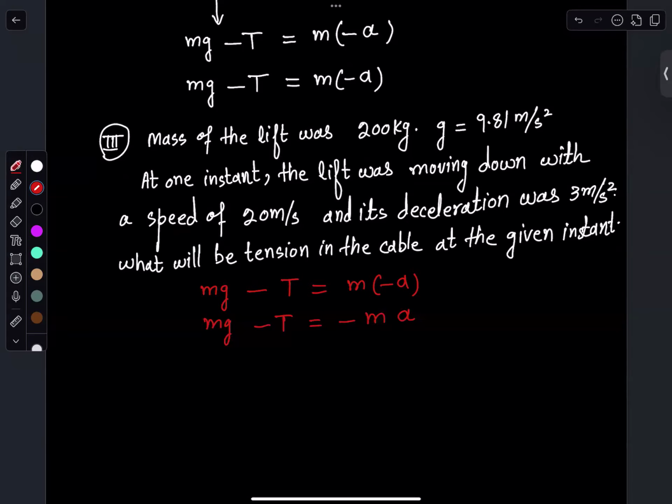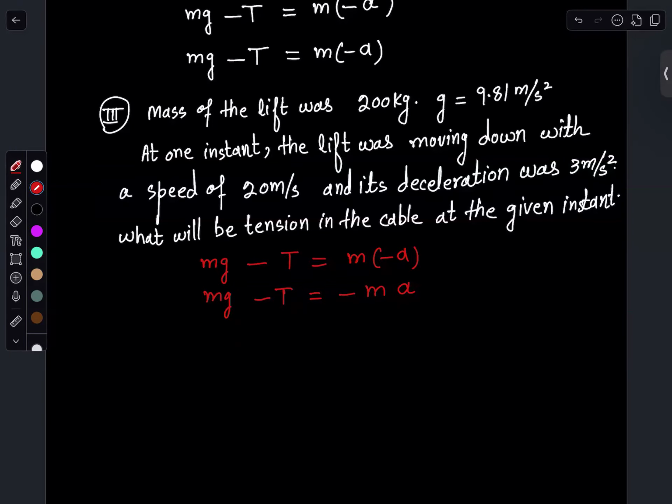Aliza, any confusion, or did you understand? Now we will put in the values. It would become 200 into 9.81 minus tension, which is to be calculated, equal to negative. Mass is 200. So 200 into 9.81 minus tension will be equal to negative 200 into deceleration, which is 3.